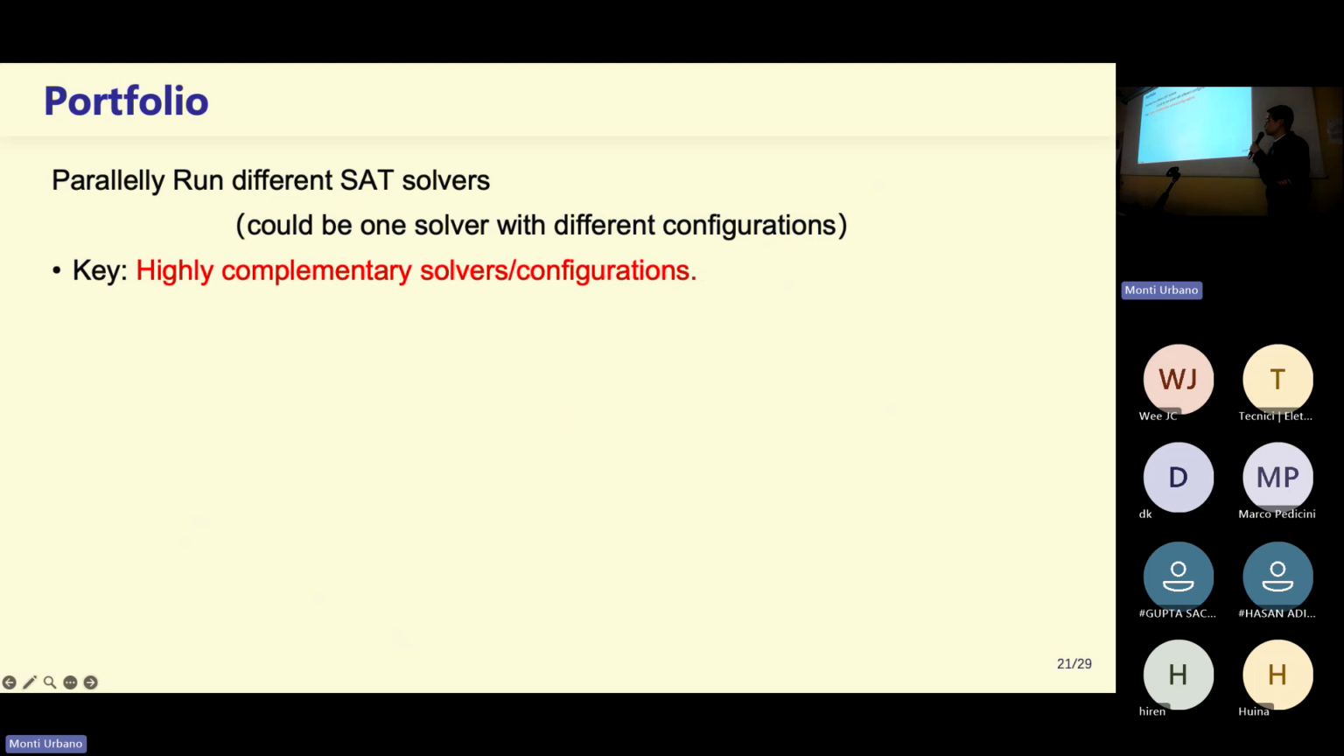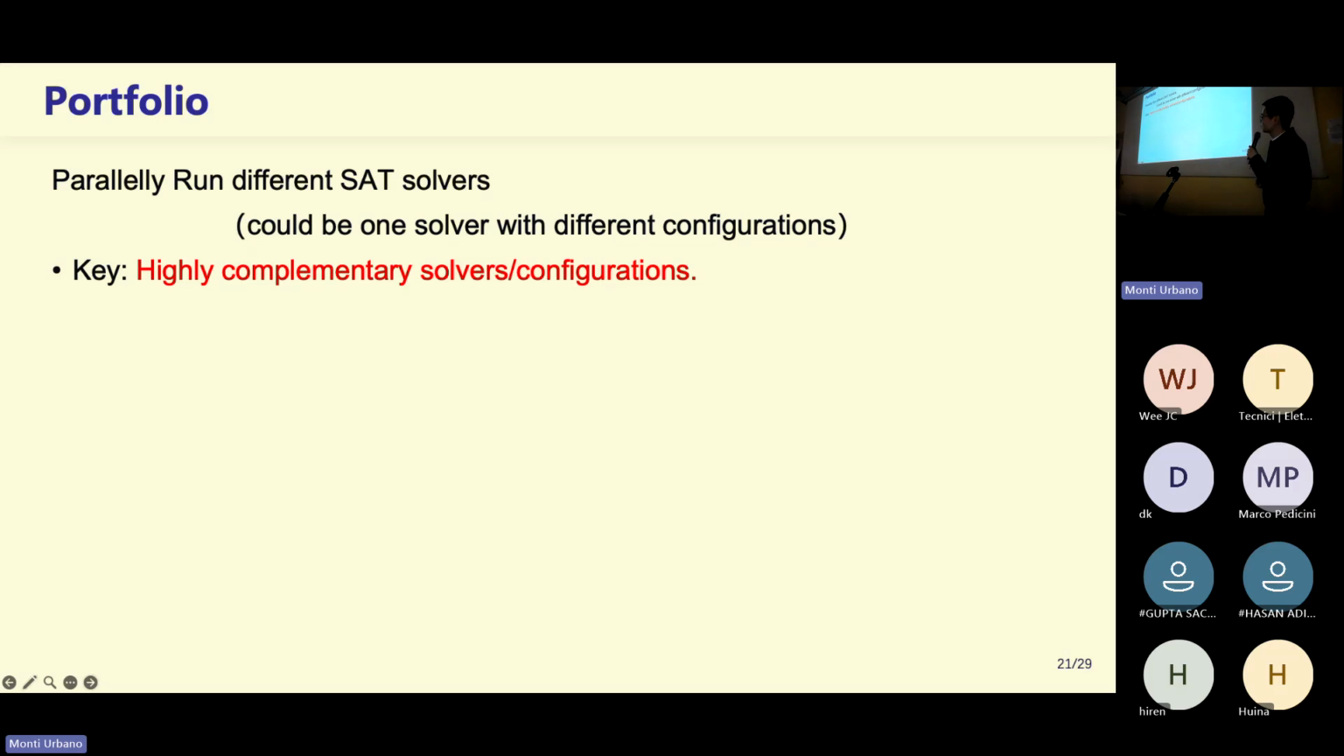The second method of parallelized solving is called portfolio. The basic idea is that we can run different SAT solvers in parallel at the same time. Then the best one is picked. Whenever a solver returns the result, that is the final one. So this is a very simple idea.